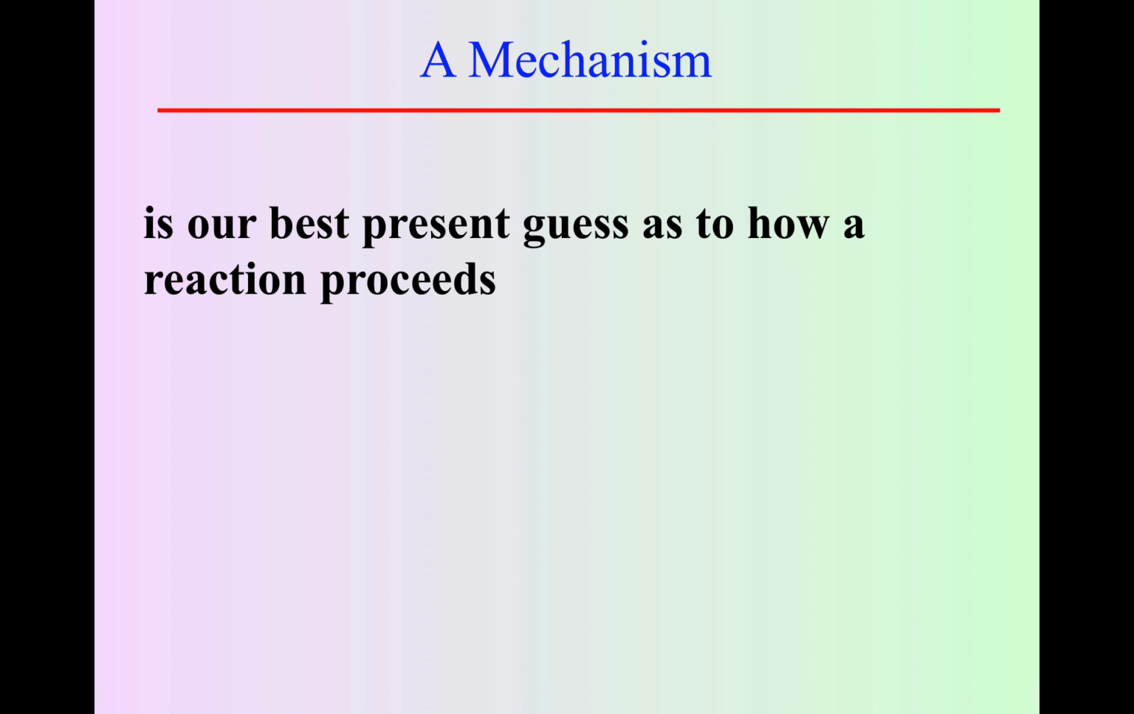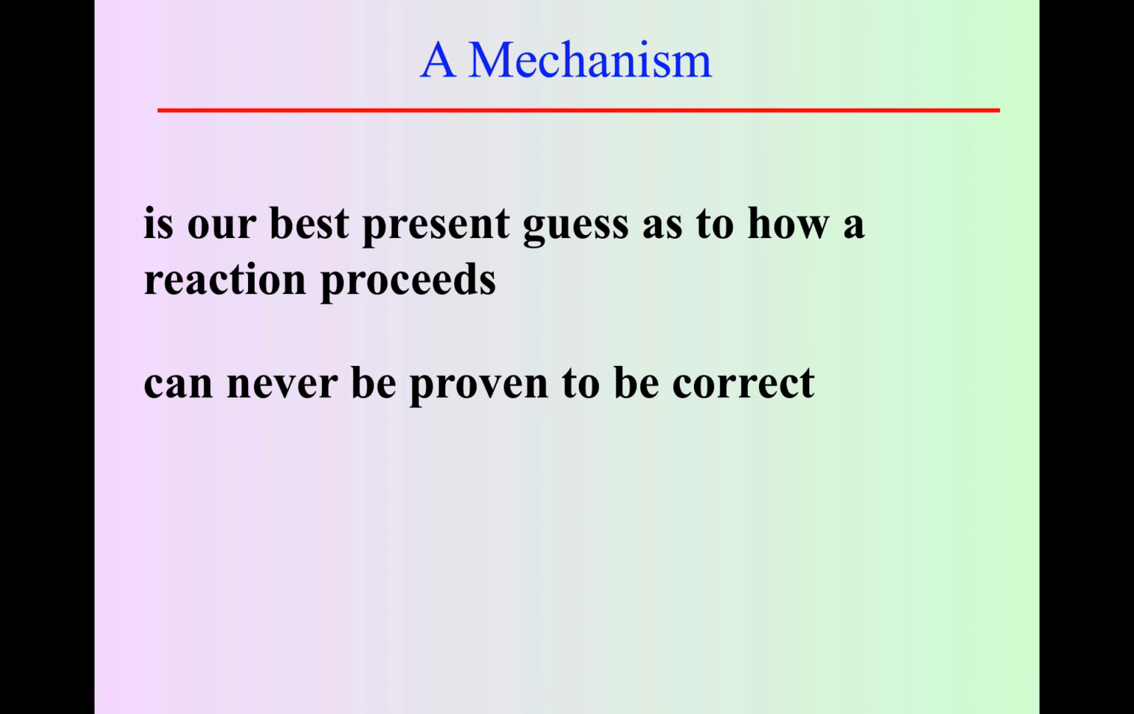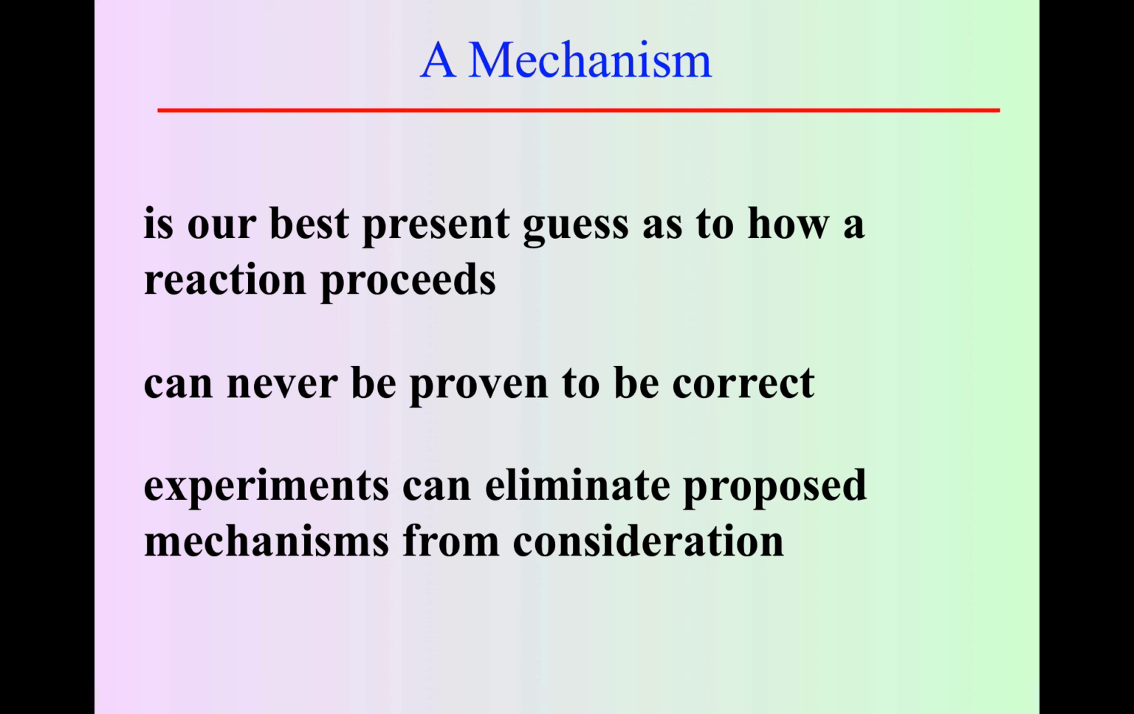All right, so guys, a mechanism is a theory. It can only be disproven, it can never be proven correct. So mechanisms are constantly being refined. As soon as you find a new intermediate, you have to redo the proposed mechanism. So experiments can eliminate proposed mechanisms from consideration, right? So if all of a sudden you find a new intermediate while you're doing the experiment, you have to come up with a reason why this intermediate is showing up.